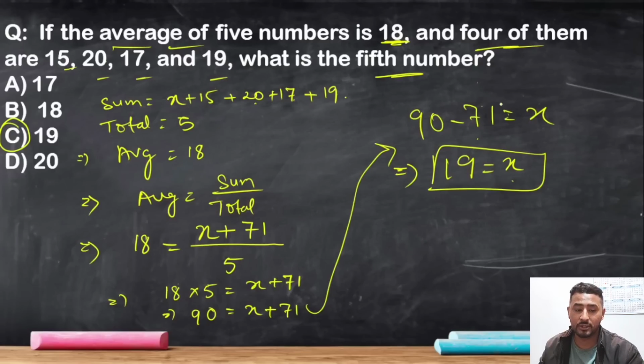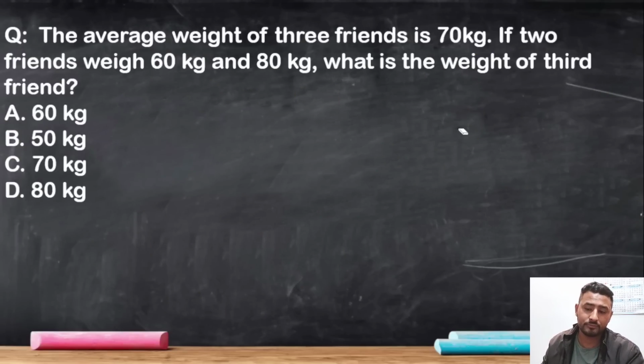Okay. Are you clear? Let me just do it again. 90 minus 71. Yes, it should be 19. So clear? I hope this is clear, right? Let's move to the next. If I make any mistake, you can leave it in the comment box, or you can just solve it by yourself. You can make little mistakes also. I'm a human being. Okay, so let's go next.